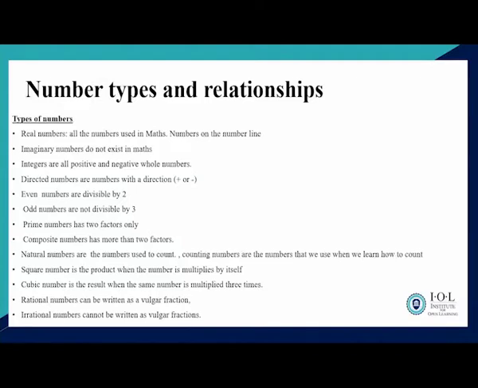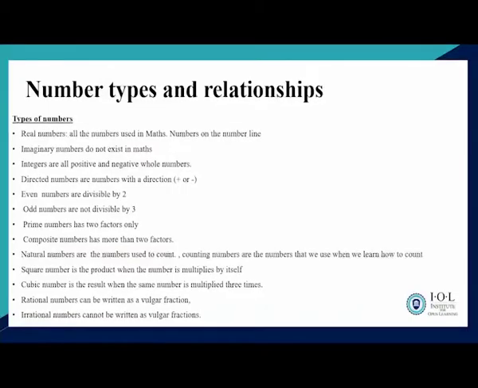Even numbers from grade 1: even numbers, odd numbers, divided by 2 or cannot be divided by 2. I'm sorry for that. Should be divisible by 2, not 3. Prime numbers have only 2 factors. That number can only be divided by 1 and itself. We have composite numbers that have more than 2 factors. Natural numbers, these are numbers that you use for counting. Or counting numbers, these are the numbers that we use when we learn how to count. So they make a difference between natural numbers and counting numbers.